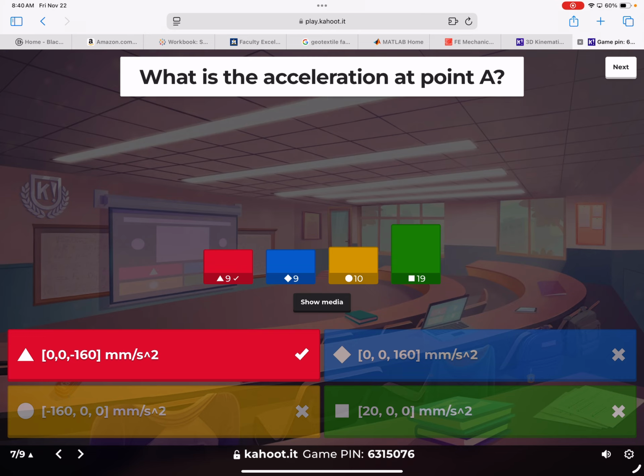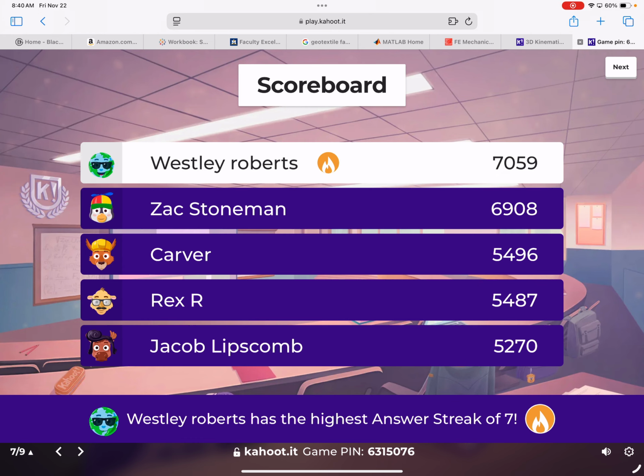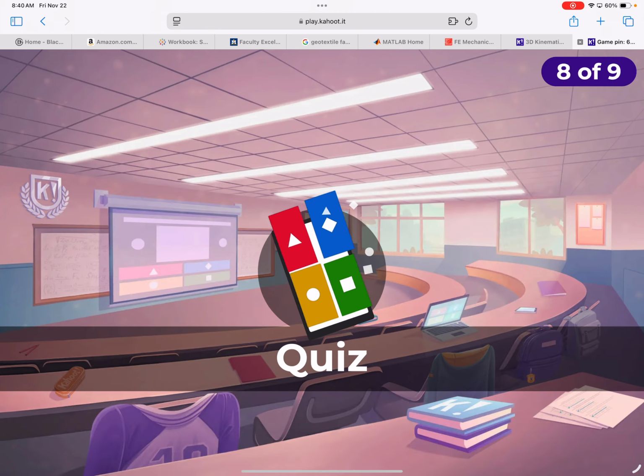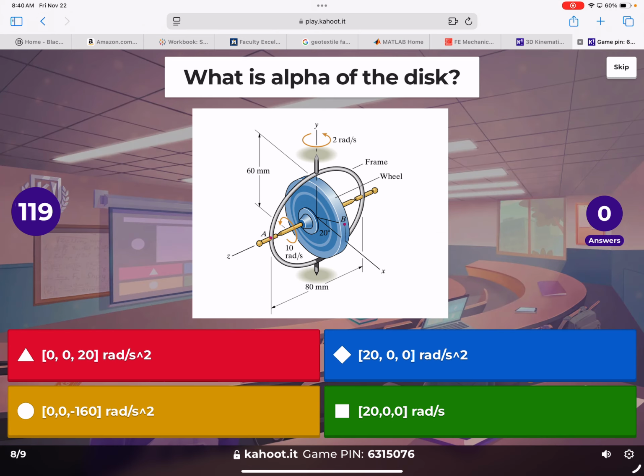Okay, let's see where we're sitting. Wesley's on fire. You've got a fire next to yours too, right? And Zach right here, and then Carver right there, and then Rex and Jacob. All right, we've got a double. You know what we're doing. You know where we're headed, right? This is it. This is the grand finale. Oh, wait, no, it's not the end. Oh, no, you've got alpha the disc first. Yeah, we're not going there yet. Alpha the disc.